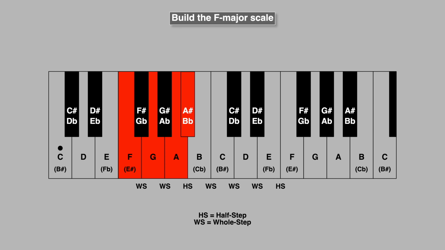From the note B flat, we need a whole step interval. We land on the note C. From the note C, we need a whole step interval. We land on the note D. From the note D, we need a whole step interval. We land on the note E. The final interval we need is a half step. And so we are back to the note F 1 octave higher. Let's hear the F major scale.